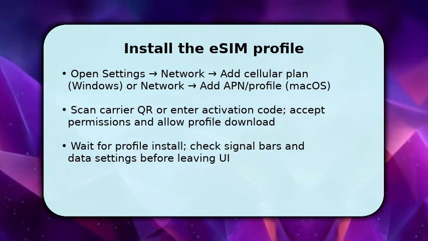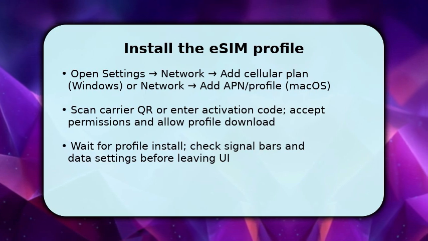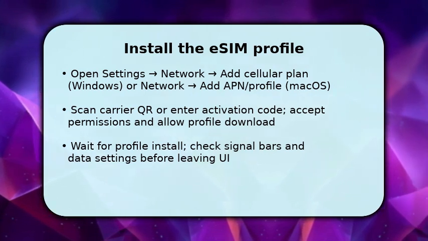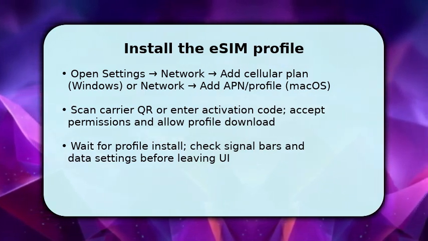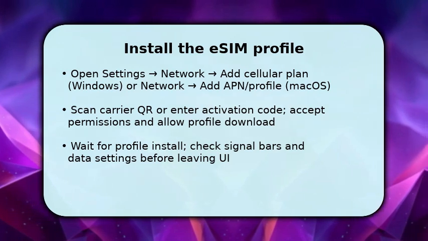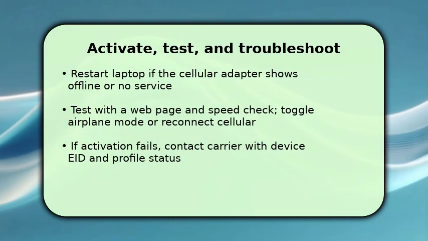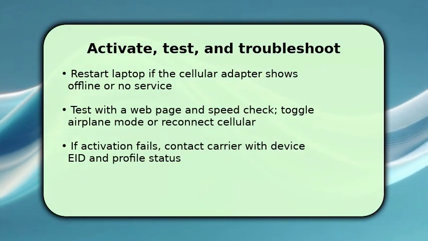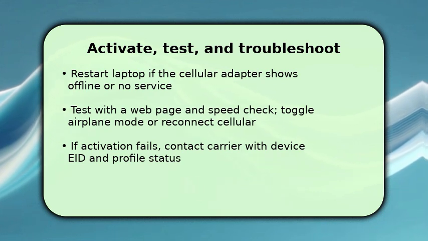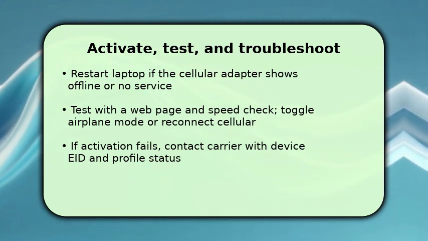Once the download finishes, make sure to enable the new cellular interface and verify that the APN and data roaming settings match your carrier. This ensures you finish by activating and testing the connection. Toggle airplane mode or restart the laptop to force the adapter to register, then open a browser and run a quick speed check to confirm data flow.